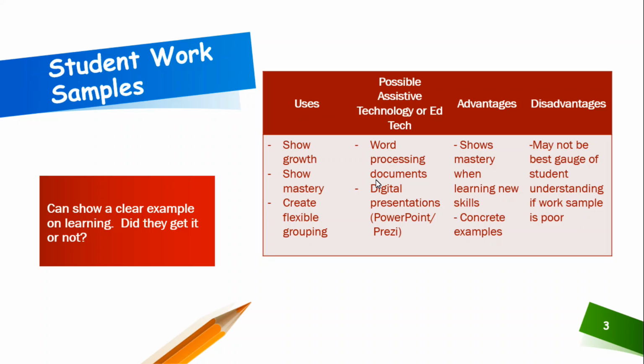Possible assistive technology: word processing documents, digital presentations like PowerPoint and Prezi. These are all things that students can submit to teachers as work samples. Advantages: shows mastery when learning new skills. Did they get it or did they not? And it is concrete. That work sample is right there for you to view. It may not be the best gauge of student understanding if the work sample is poor. So the teacher has to be very clear on what they expect in the work sample when students turn them in.